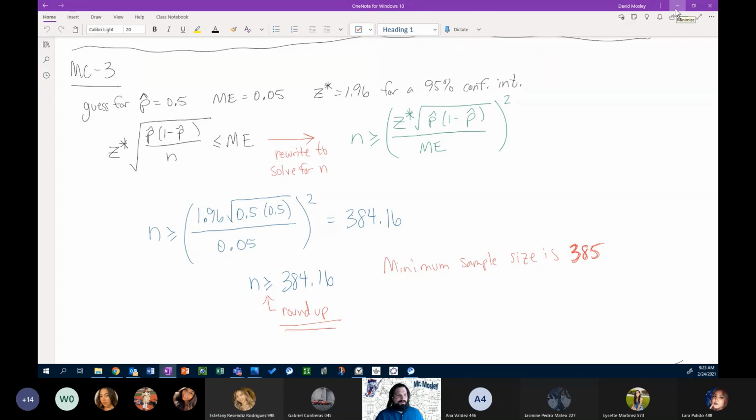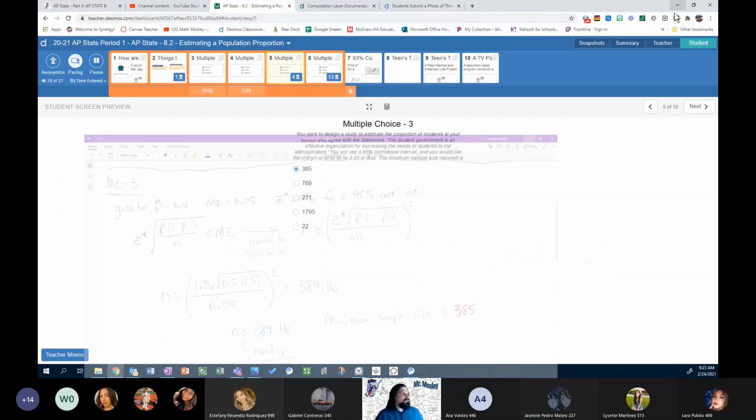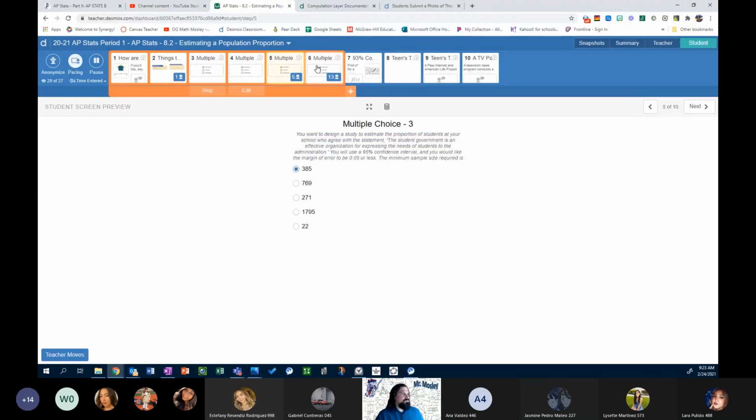So again, we get the minimum sample size of 385. Right. So now we'll go to the next multiple choice question. Oh, sorry, Matthew, you have a question? So, Mr. Mosley, does it matter what kind of formula we use? Because the formula I use is kind of similar, but somehow I was able to get the answer. Is there a specific one?